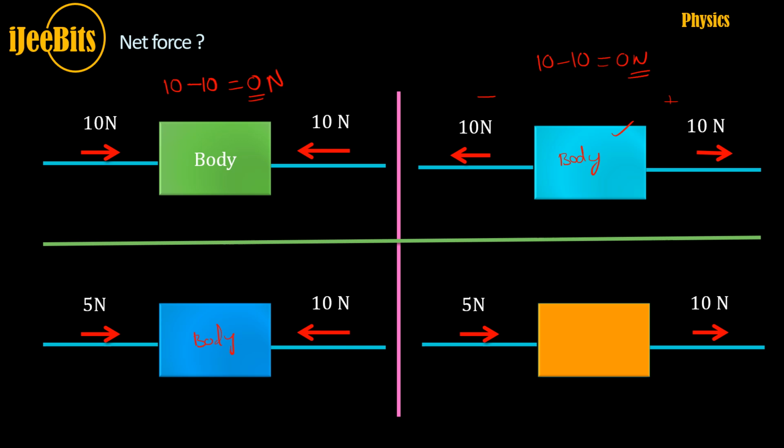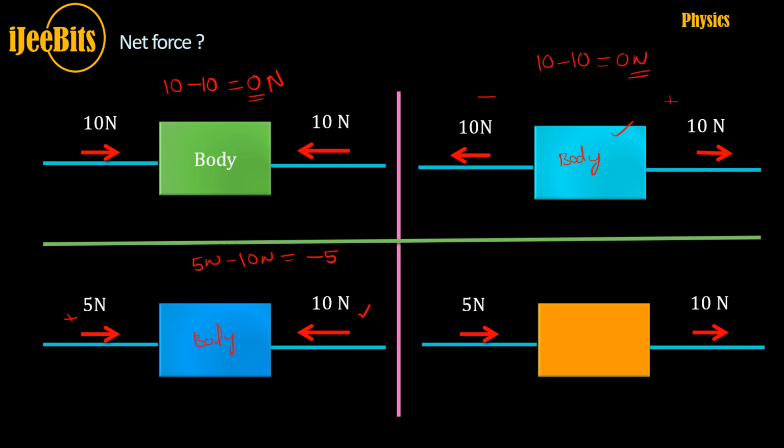So towards the left side we are applying 10 newtons, and towards the right side you are applying 5 newtons. This is a positive, this is a negative. So what would be the net? 5 minus 10 newtons equals minus 5.